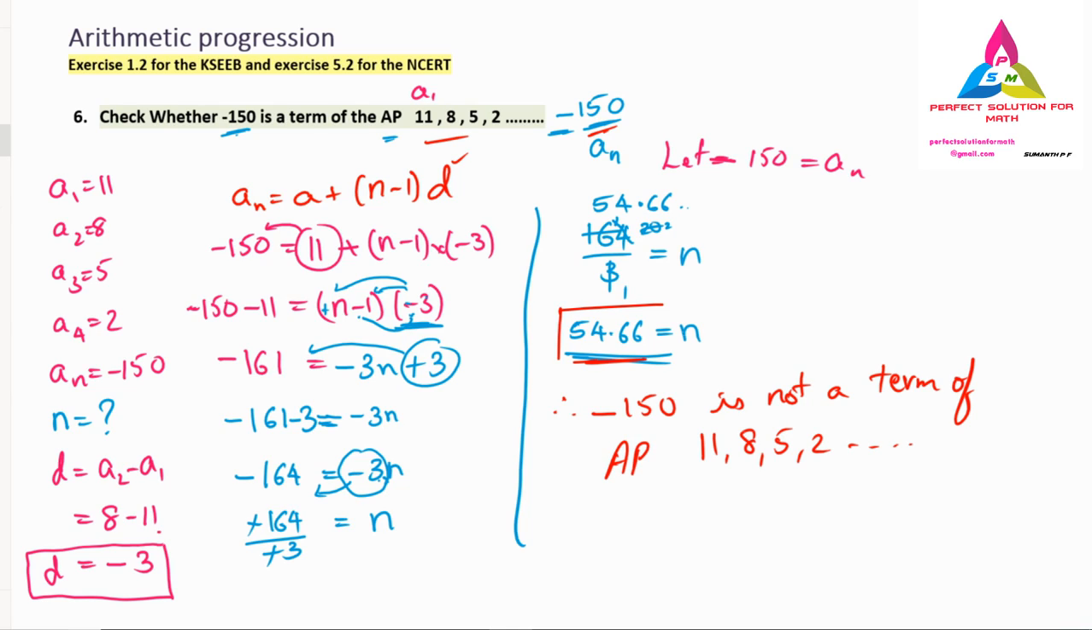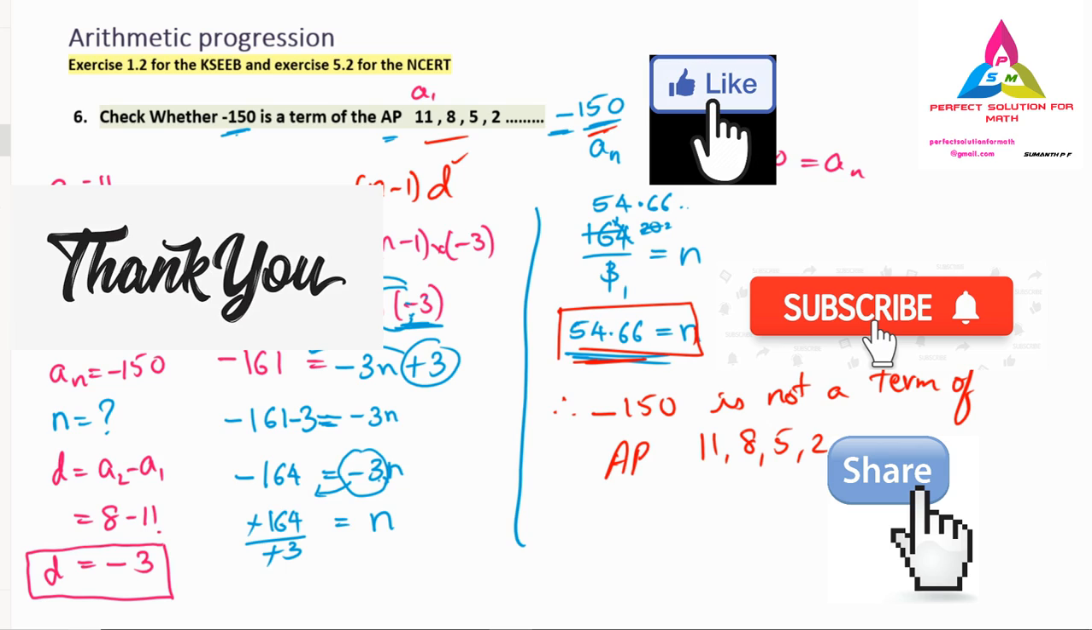So this is all about today's video, that is, we have learned the arithmetic progression exercise 5.2 from the NCERT, that is the 5th and 6th problems. Understand this concept very clearly.